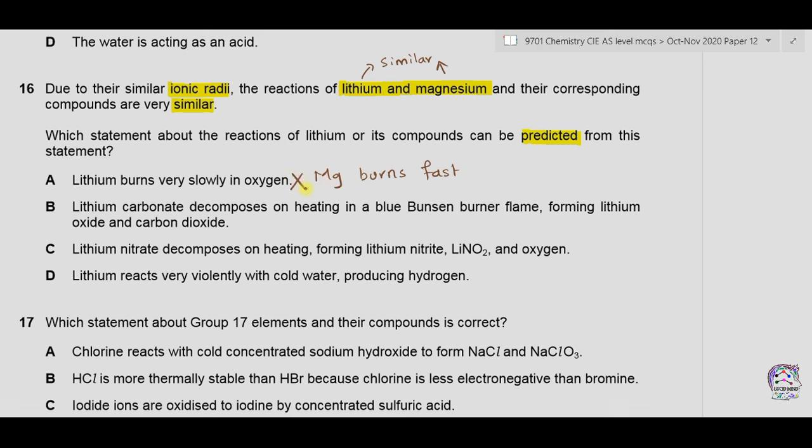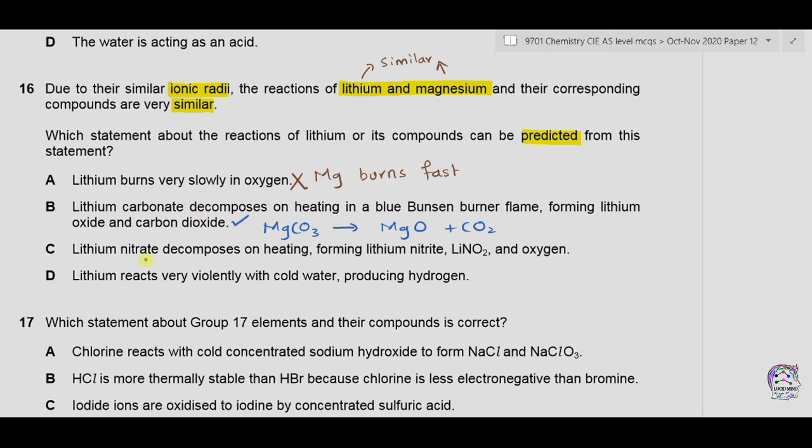So this is incorrect. B. Lithium carbonate decomposes on heating in a blue Bunsen burner flame, forming lithium oxide and carbon dioxide. As we know, magnesium carbonate decomposes on a Bunsen burner flame to form magnesium oxide along with carbon dioxide. So the same reaction will be for lithium. So B seems to be correct.